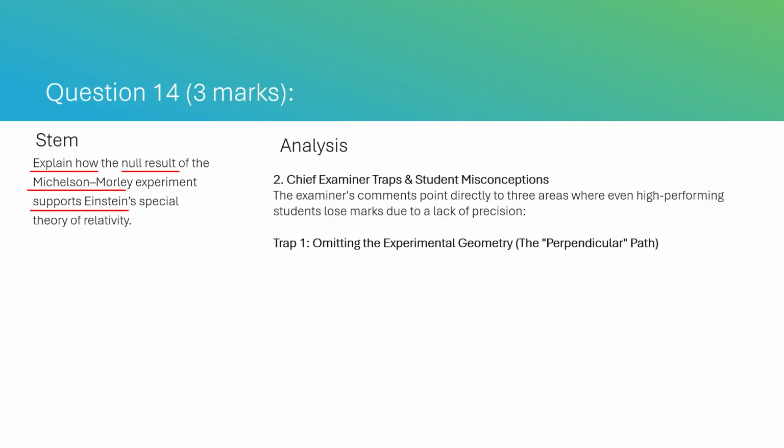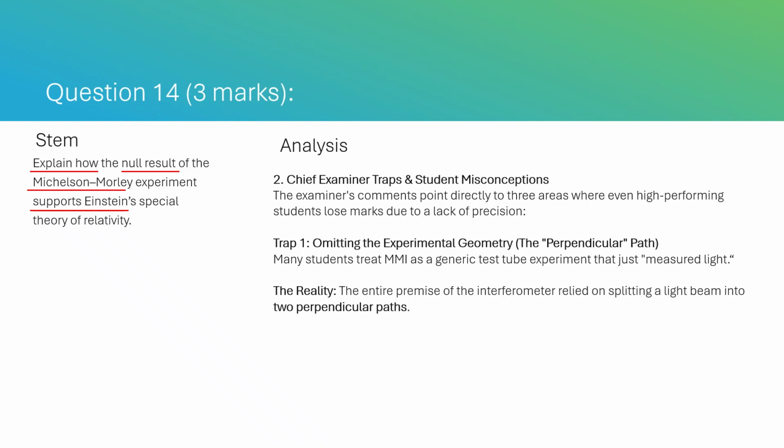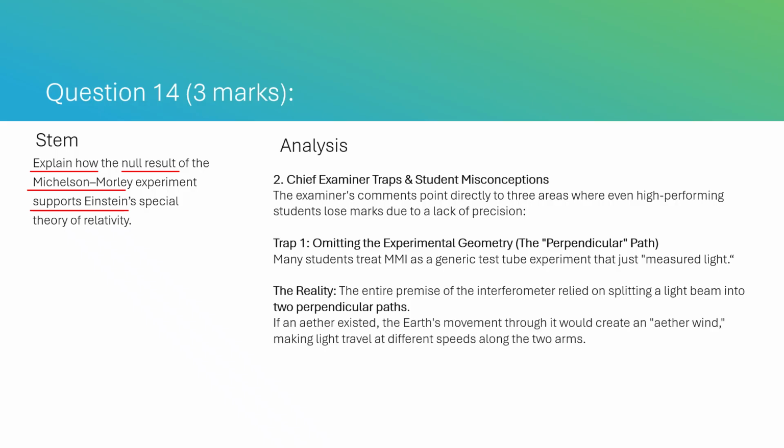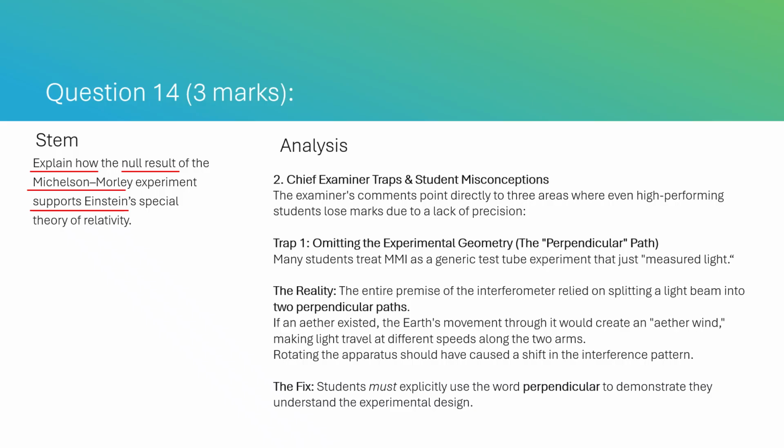Trap 1. Omitting the experimental geometry, the perpendicular path. Many students treat MMI as a generic test tube experiment that just measured light. The reality: the entire premise of the interferometer relied on splitting a light beam into 2 perpendicular paths. If an ether existed, the Earth's movement through it would create an ether wind, making light travel at different speeds along the 2 arms. Rotating the apparatus should have caused a shift in the interference pattern. The fix: students must explicitly use the word perpendicular to demonstrate they understand the experimental design.